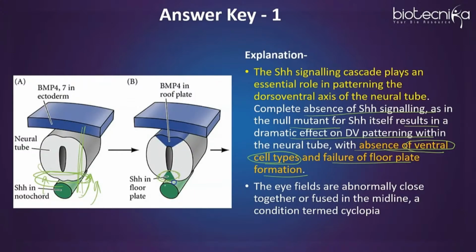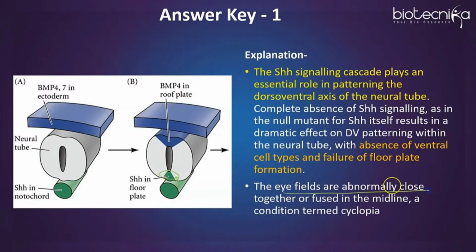As you can see, this is the floor plate. Okay, only if SHH is there, then only the floor plate will form, else it will not form properly. Eye fields are also abnormally close together or fused in the midline. This is a condition which is called cyclopia. Okay, so that was all.